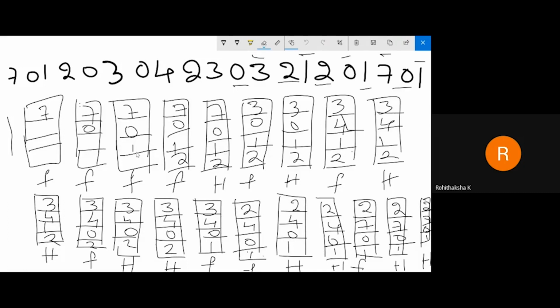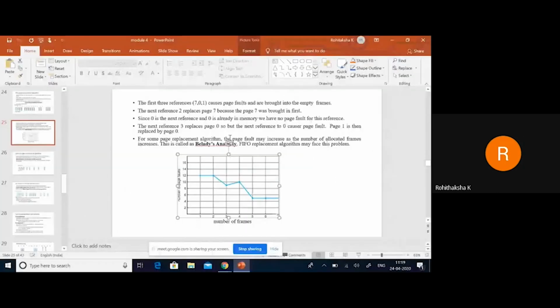But when we come across 4 frames, it is giving us 10 page faults. Means in some cases, not in all the cases, whenever you increase the number of frames, the page faults also increase instead of reducing. It depends upon the reference string we consider. So for some page replacement algorithms, the page fault may increase as the number of allocated frames increases. This is what we call Belady's anomaly.